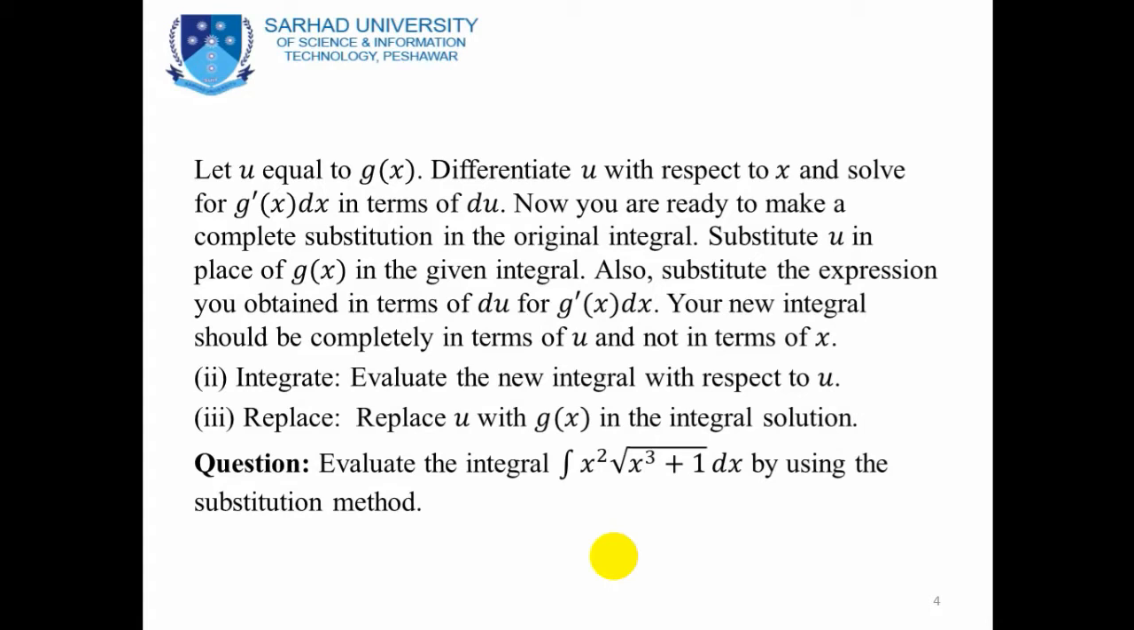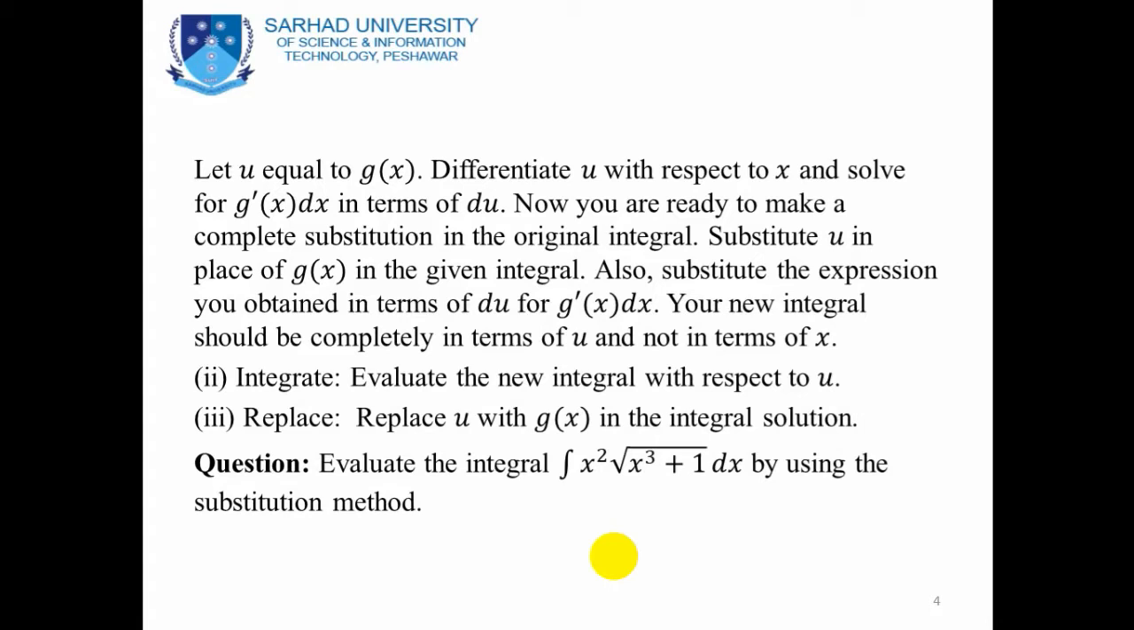Now you are ready to make a complete substitution in the original integral. So substitute u in the place of g of x in the given integral. Also substitute the expression you obtain in terms of du for g prime of x with respect to x. Your new integral should be completely in terms of u and not in terms of x.